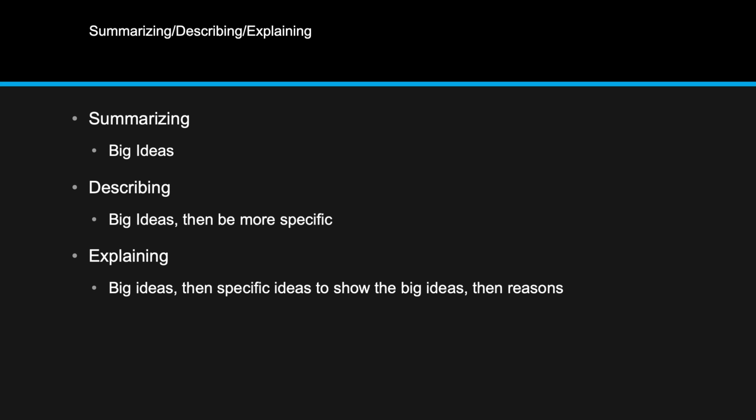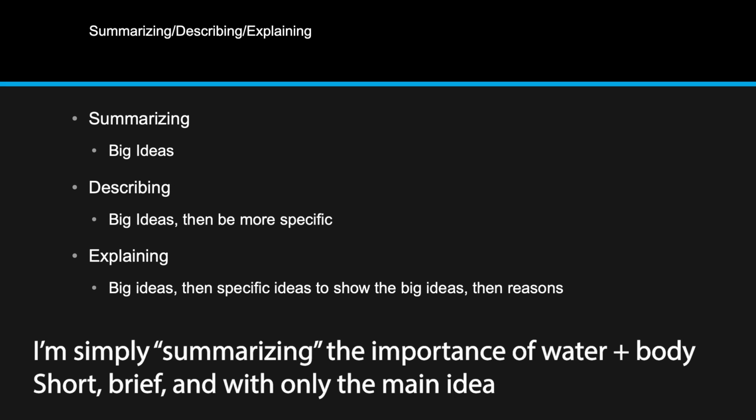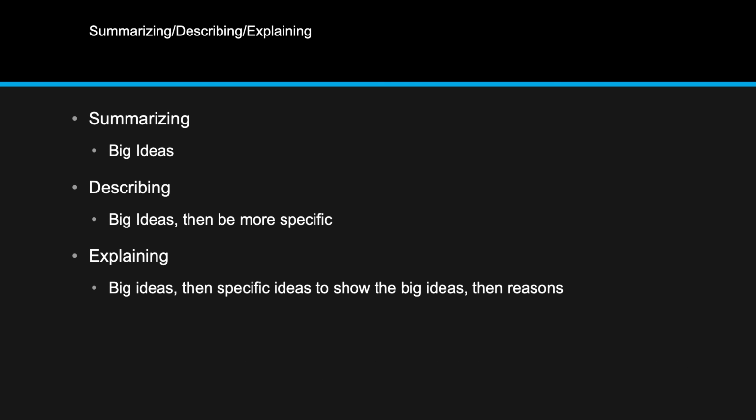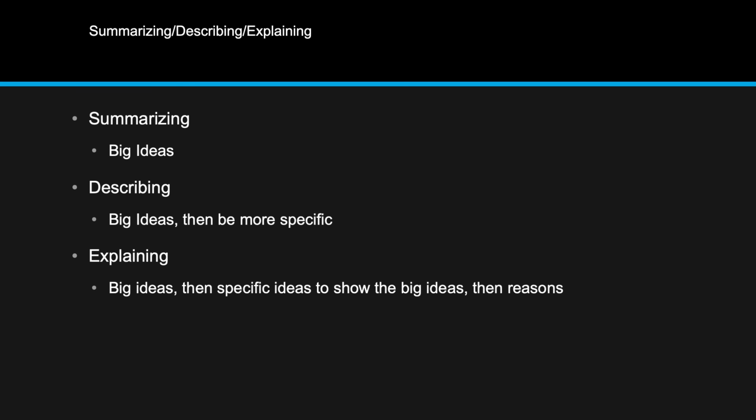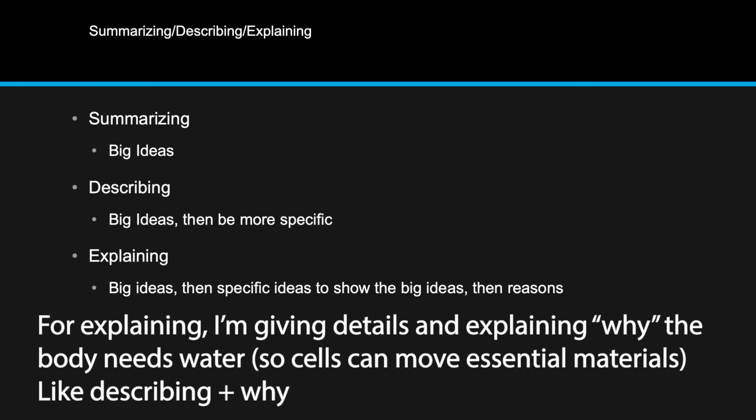Describing means to give details. So if you were describing the same book, you would look for specific examples or pinpoint specific ideas when talking about it. Explaining is almost identical to describing. You just have to add reasons. Let's say you are talking about water and the human body. Summarizing would be saying, the human body needs water in order to survive. Describing would look like, the human body needs about 10 liters of water a day to prevent dehydration. Explaining would be, the human body needs water because the cells within the body need to use water to transport substances inside and outside the cell.